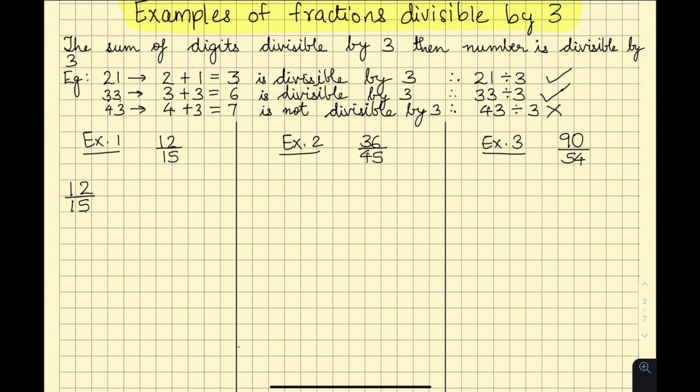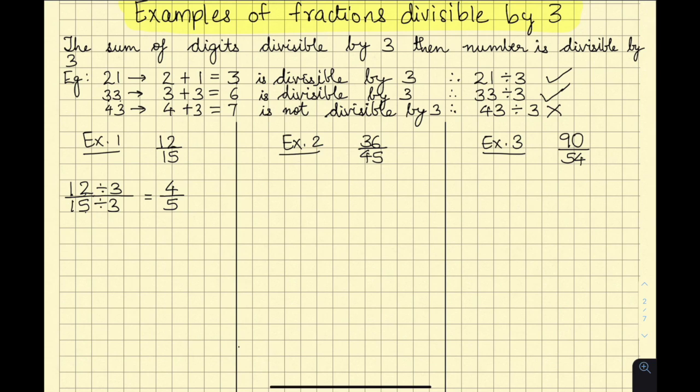Now let's check the divisibility by 3. 1 plus 2 is equal to 3, which means 12 is divisible by 3. 1 plus 5 is equal to 6, which is divisible by 3, and hence 15 is also divisible by 3. So 12 and 15 both are divisible by 3. I divide both of them by 3. 12 divided by 3 gives 4 and 15 divided by 3 gives 5. Now if you compare 4 and 5, they do not have a common factor. They do not go in any other table except for 1. So hence 4 over 5 is the simplest form of the fraction 12 over 15.